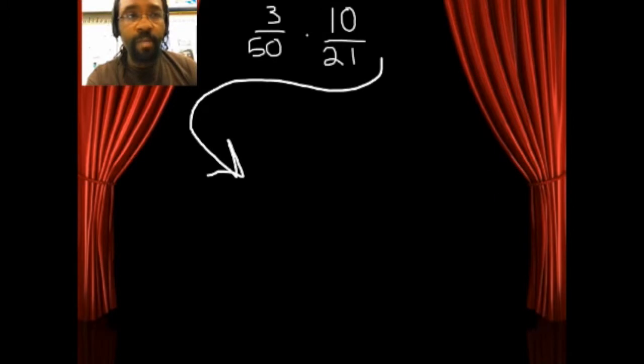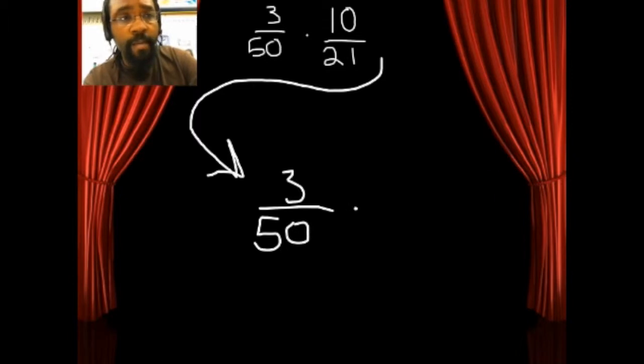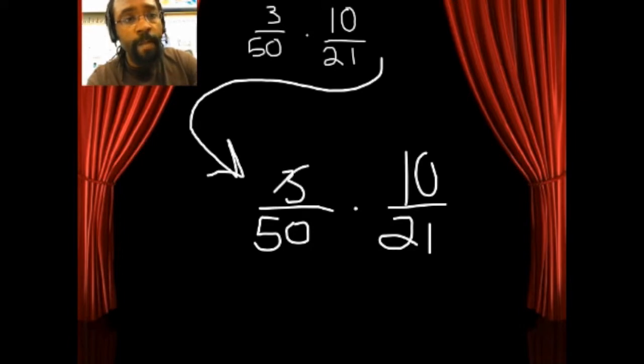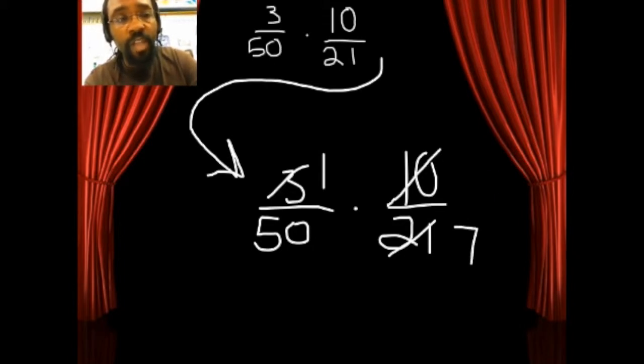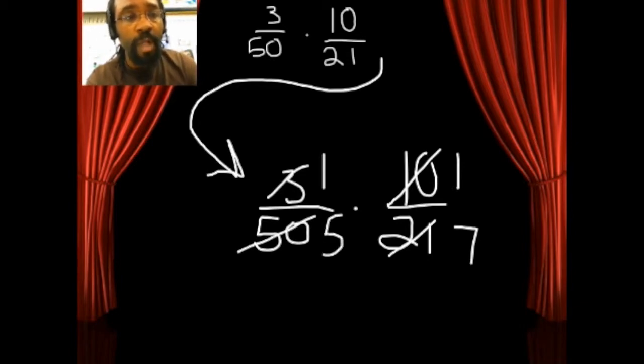Alright, check this out. 3 times 10 is 30. 50 times 21 is a huge number. Let's shrink it down. We're going to go ahead and reduce first. So we say 3 over 50 times 10 over 21. Let's reduce the 3 and the 21. We know that 3 goes into itself once. 3 goes into 21 7 times. And we have 10 goes into itself once. 10 goes into 50 5 times. Now we multiply. 1 times 1 is 1. And we have 5 times 7, which is 35. And this is our answer.